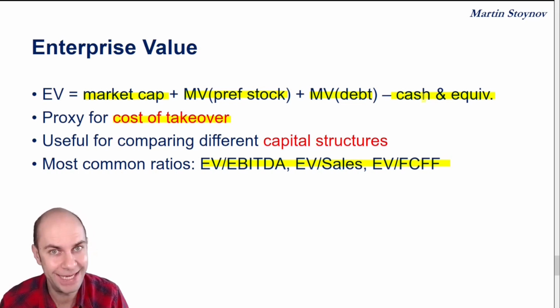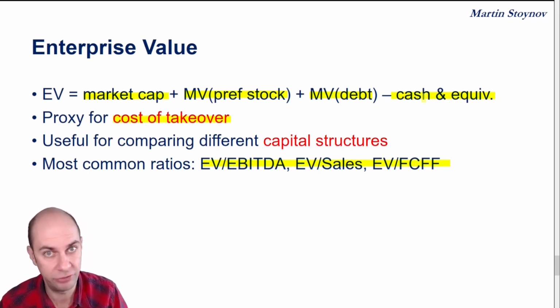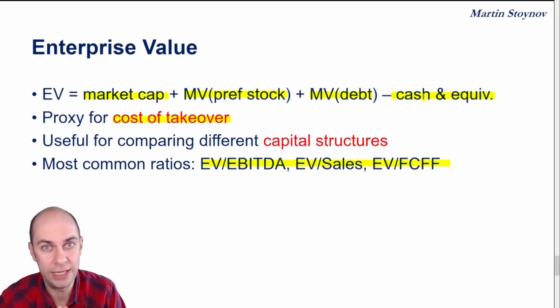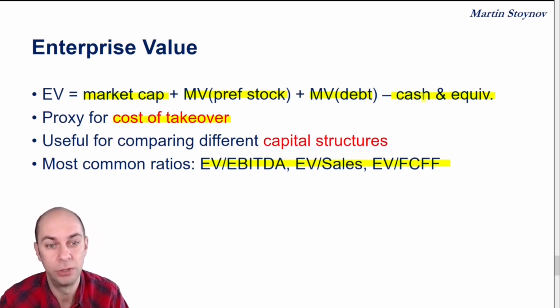Enterprise value is particularly useful for comparing different capital structures. And by capital structures, I mean the mix between debt and equity. Some companies are all equity, some companies are 50-50s, yet other companies like LBOs, leveraged buyouts, are extremely levered. And if you just looked at the market cap, they won't really be that comparable. You want to look at enterprise value so you can compare these companies using completely different capital structures.